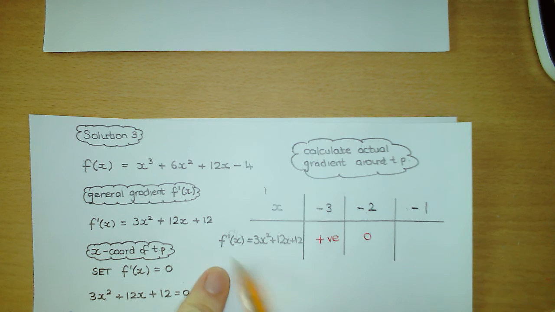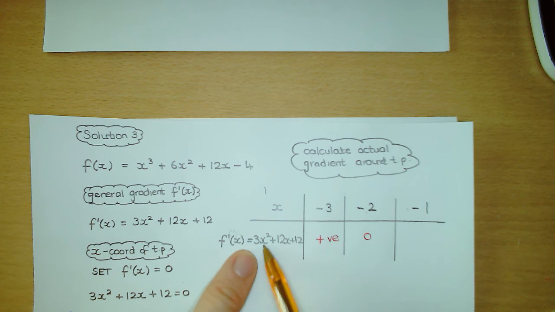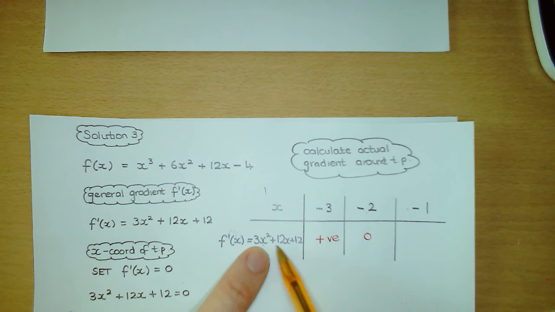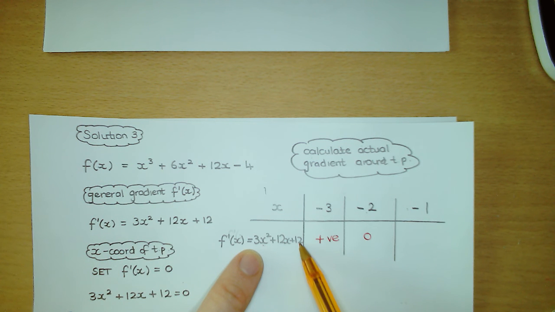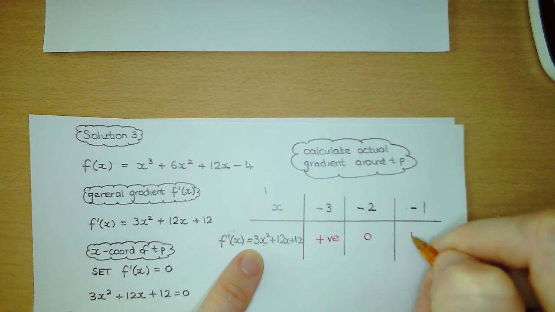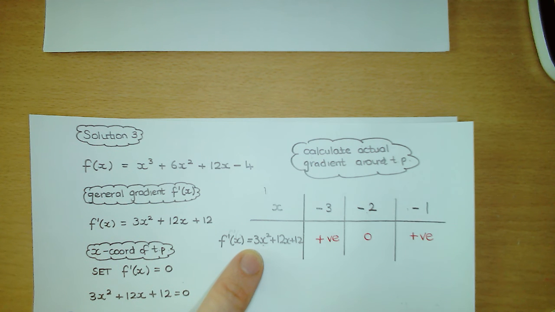Then we're going to get the actual gradient when x is minus 1, so chuck in minus 1 here. Minus 1 squared is 1, times 3 is 3. 12 times minus 1 is minus 12. So 3 minus 12 is going to give us minus 9. And then minus 9 plus 12 is going to give us plus 3. So the sign of the actual gradient is going to be positive again.